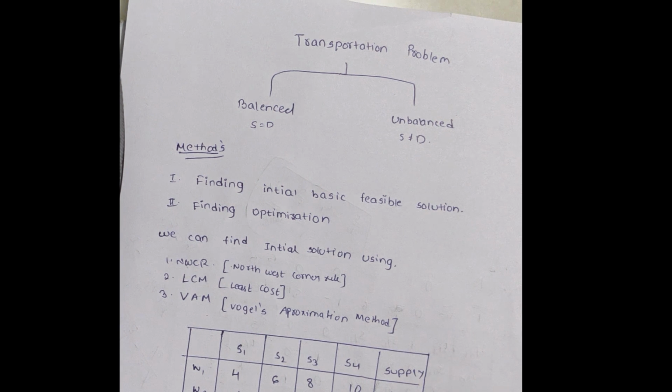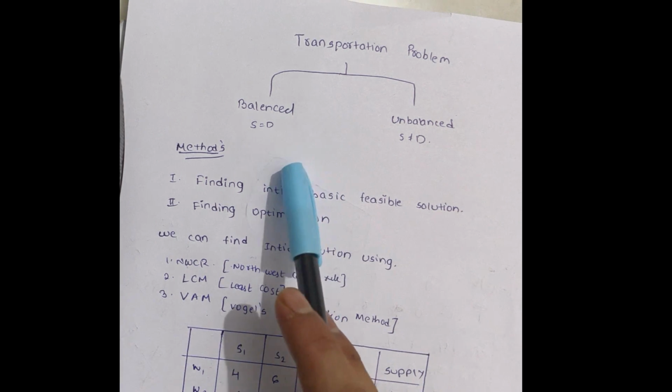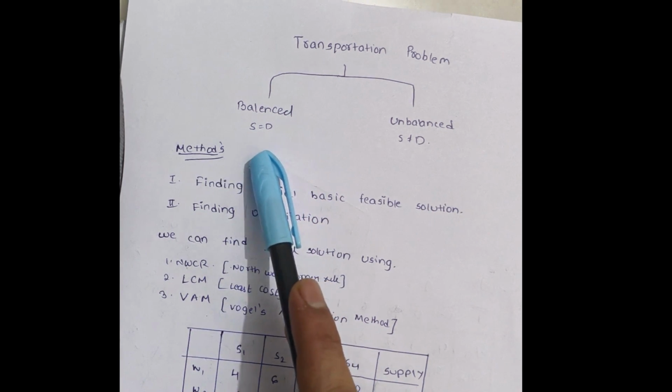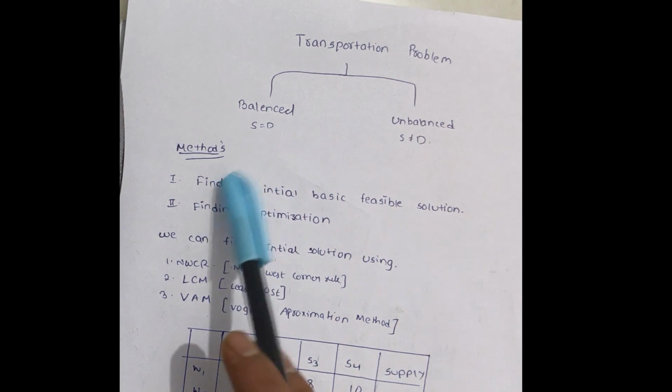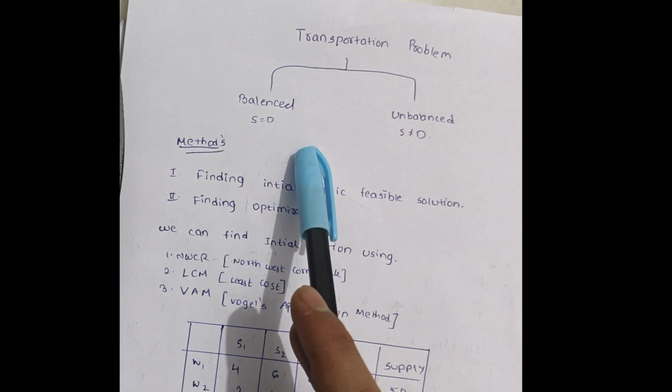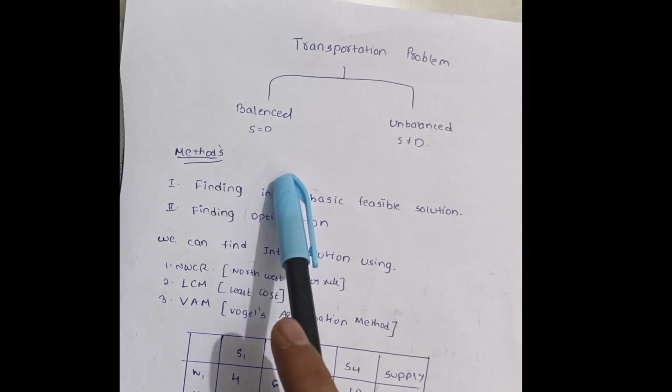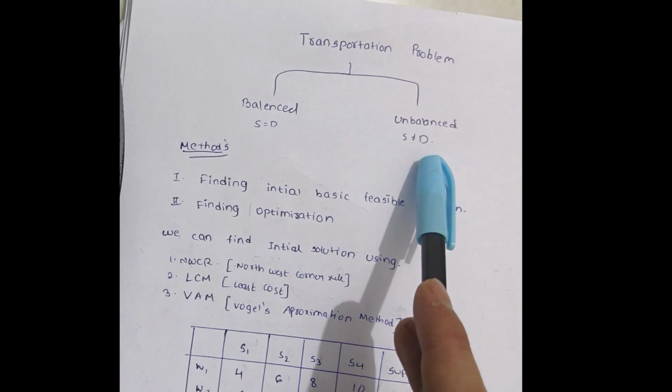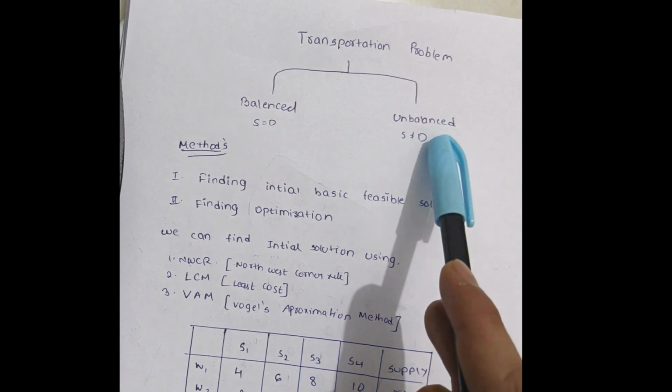Actually, they will ask two types of questions in the exam: balanced and unbalanced. Here S means supply and D means demand. If supply is equal to demand, then it will be balanced. If supply is not equal to demand, it will be unbalanced.